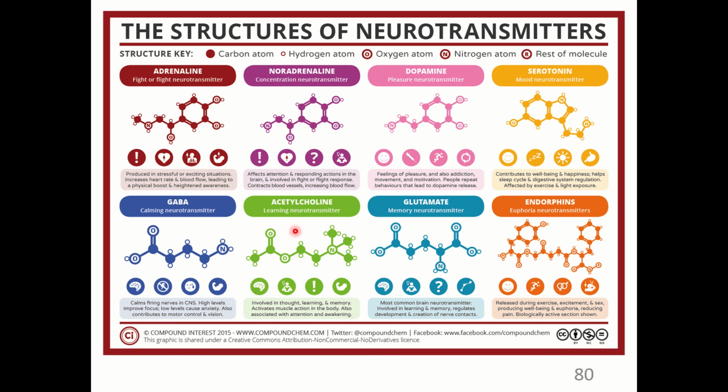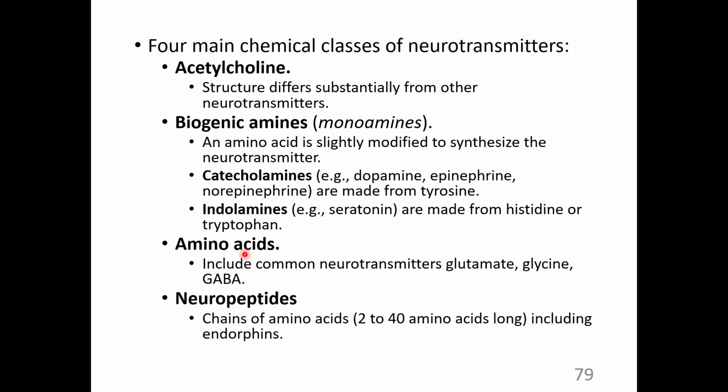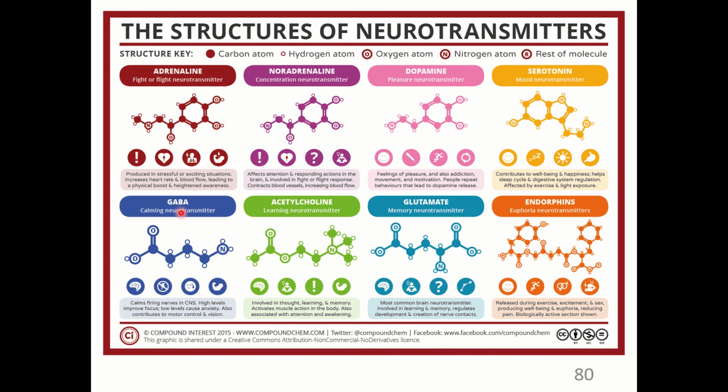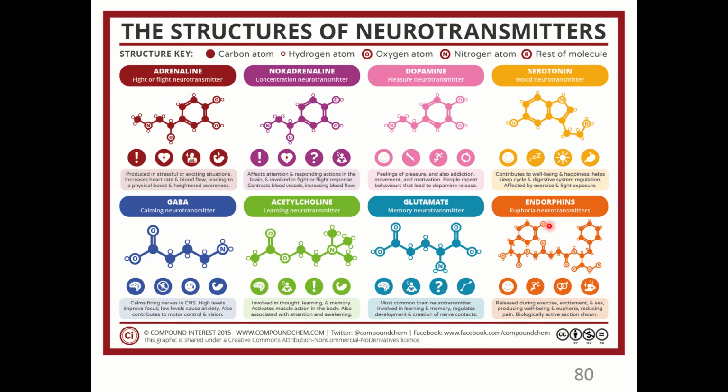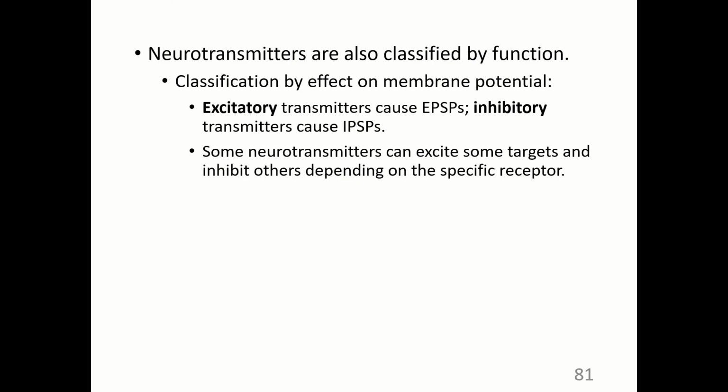Here is acetylcholine, which is in a class of its own. And we had our amino acids, which were glutamate, glycine, and GABA. So here's GABA and glutamate. So these were amino acids themselves. And then we had neuropeptides, which were chains of amino acids and included the endorphins. So there's your endorphins. And this illustration will describe the effects of each of these different neurotransmitters, if you'd like to go back and read them. So that was the structure.